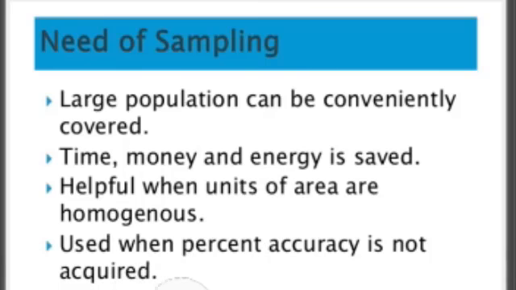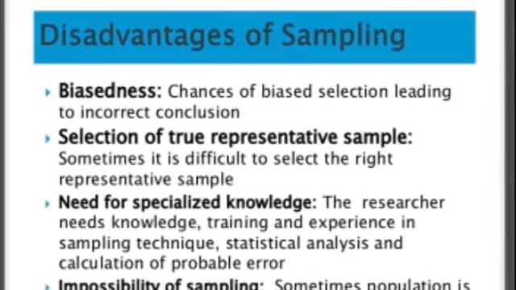And it is used when percent accuracy is not required, meaning we use sampling when a specific percentage is not required, such as at least this much number of people must be asked. Then it is used when the data is unlimited. When we have a lot of data, meaning a huge population, at that time we also use sampling because it is convenient for us.